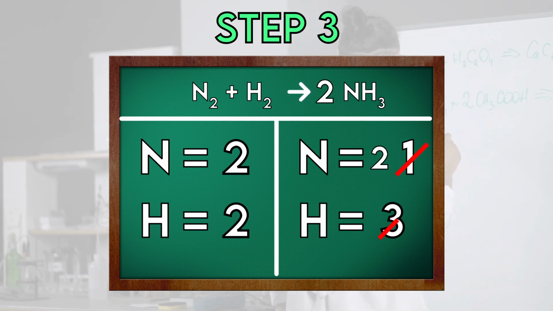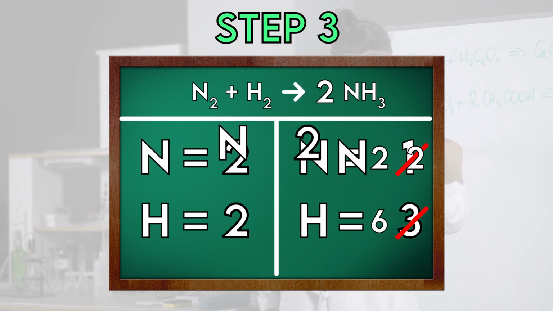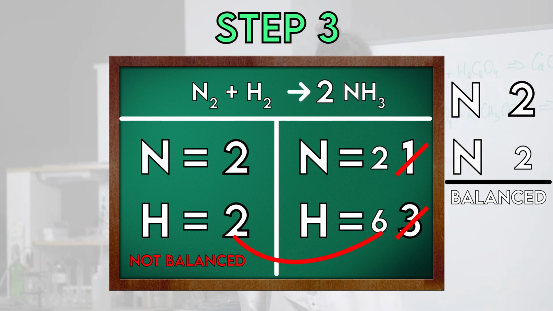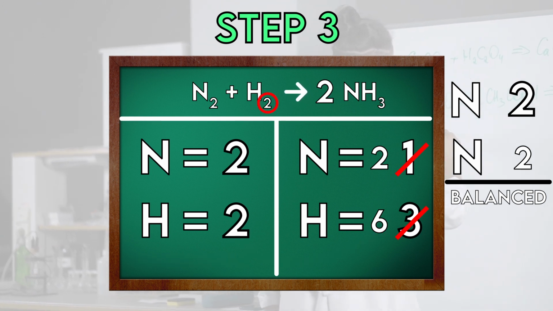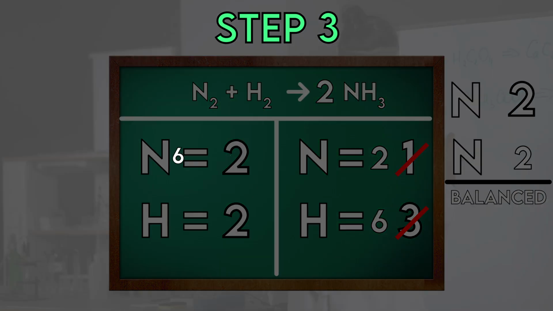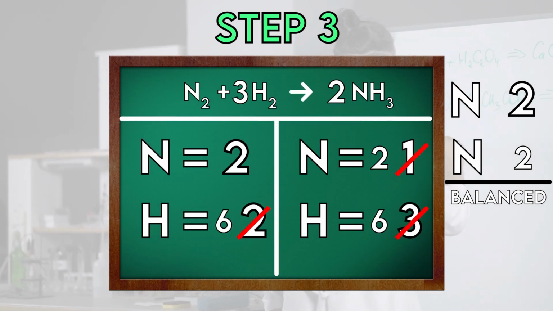And putting 2 as that coefficient now means that we have 2 nitrogens on the right hand side, and we have 2 times 3, which is 6 hydrogens on the right hand side also. So we can now see that our nitrogens are now balanced, but our hydrogens are not balanced still. We currently have 2 hydrogens in the reactants and we need to make 6 to get it balanced. 6 divided by 2 is 3, so let's put 3 as the coefficient in front of the H2 in the reactants.